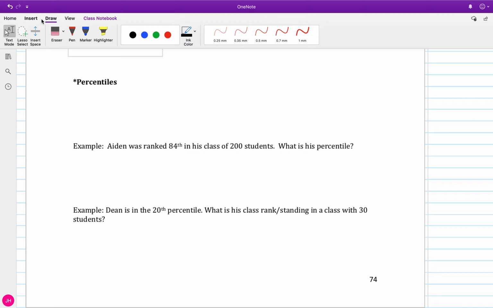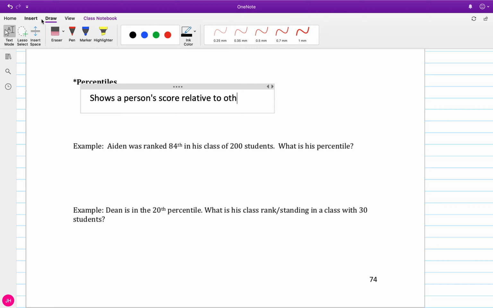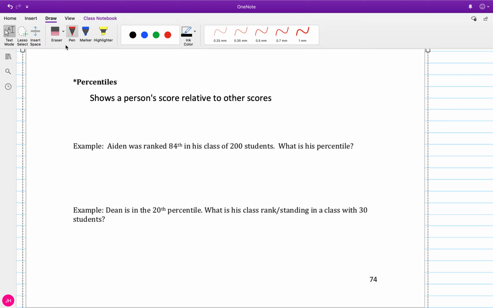So a definition of a percentile is it shows a person or a student's score relative to other scores. So you're going to be comparing students to other students, which is done a whole bunch in education. We always want to know how someone compares to other people. It's a big thing with all of our standardized testing.